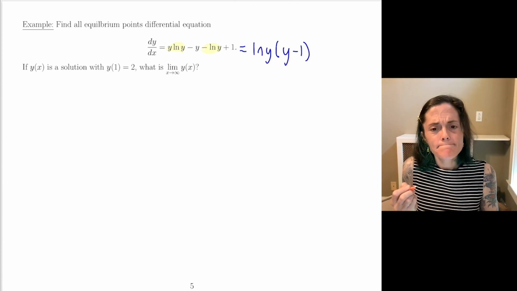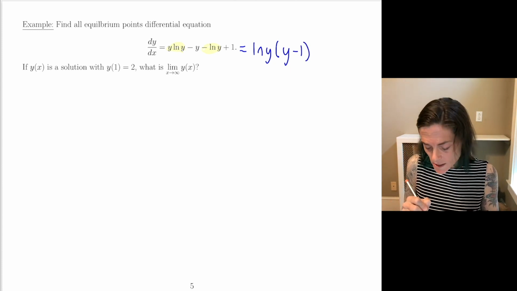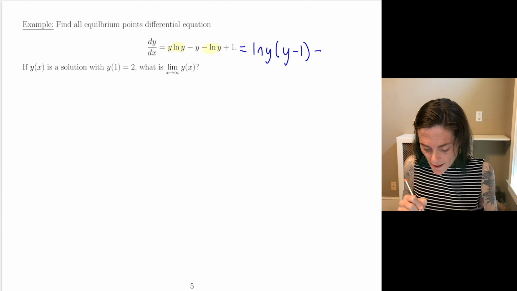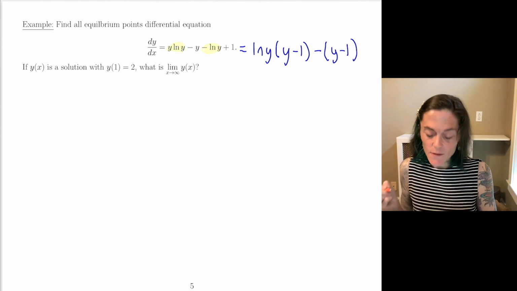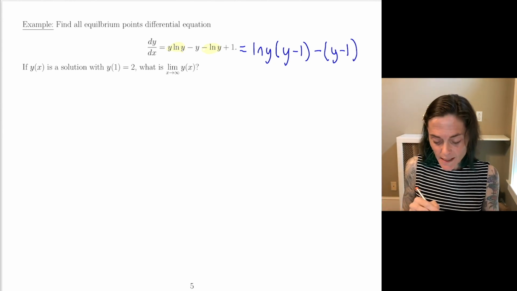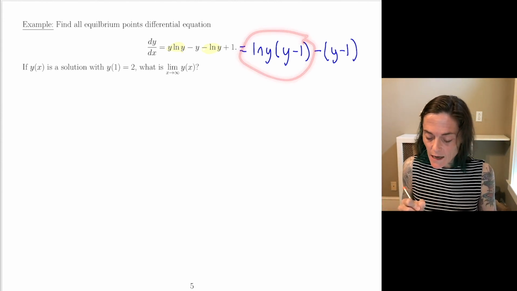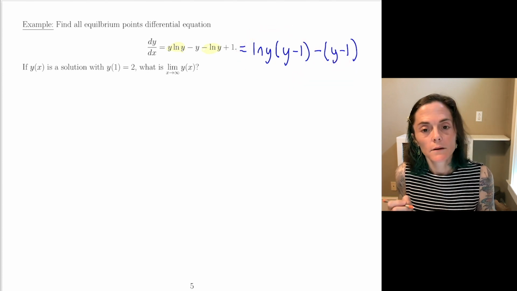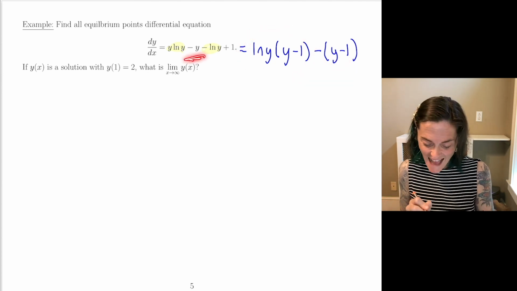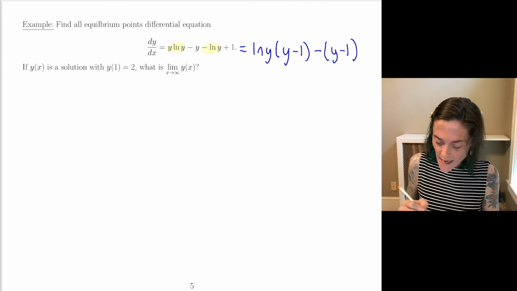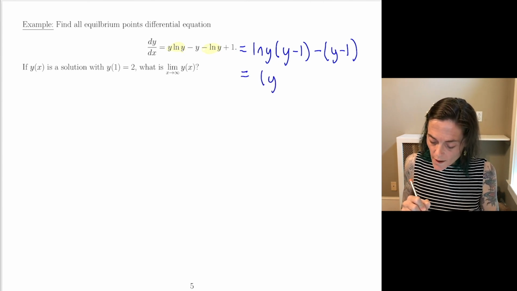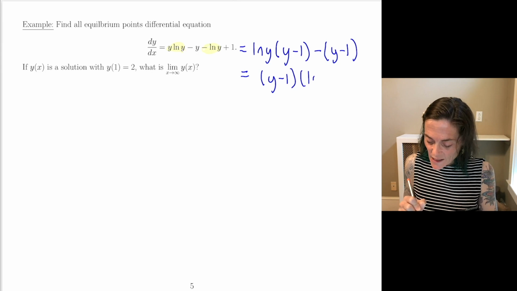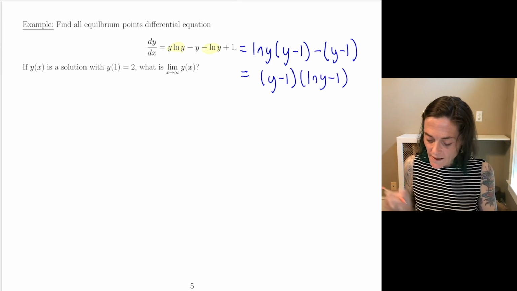And then I have minus y plus 1, which I can write as this, minus y minus 1. Now see if that's correct. Check. This part we discussed. Now distribute the minus sign. We get minus y plus 1. One more step. This is factor out the y minus 1. And then ln y minus 1.